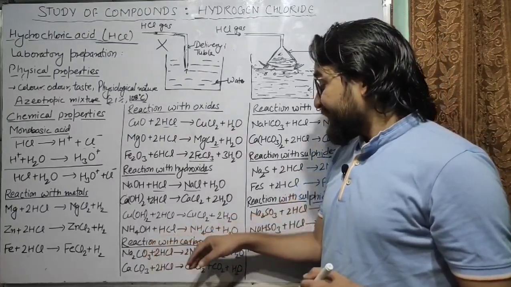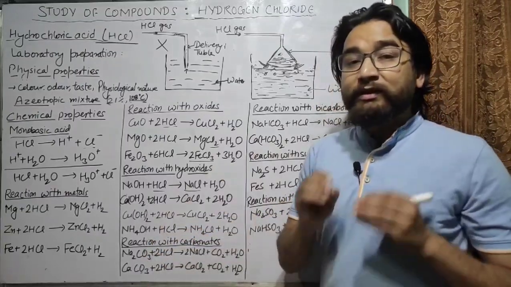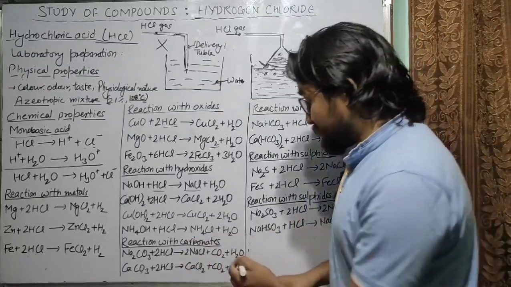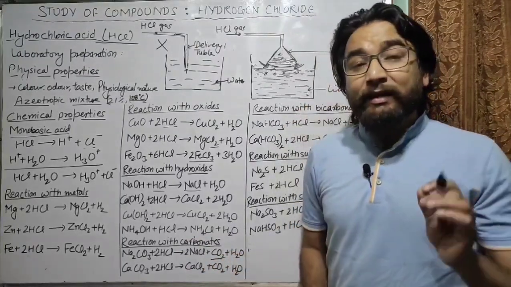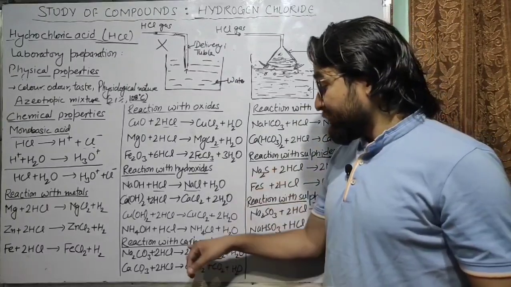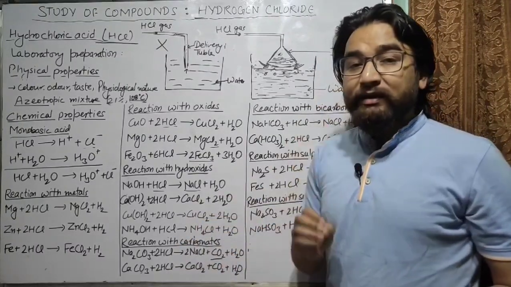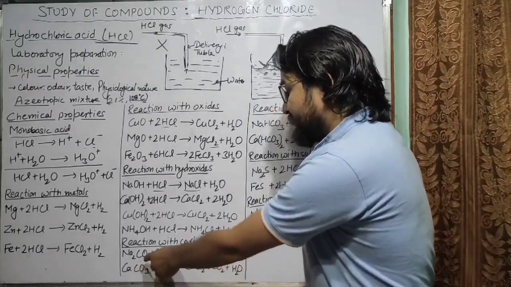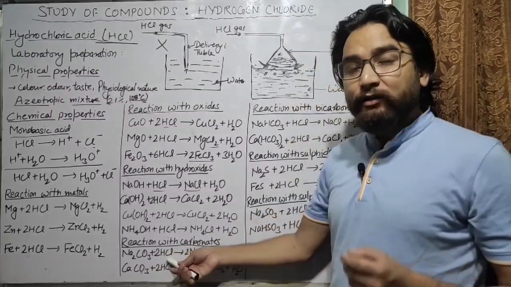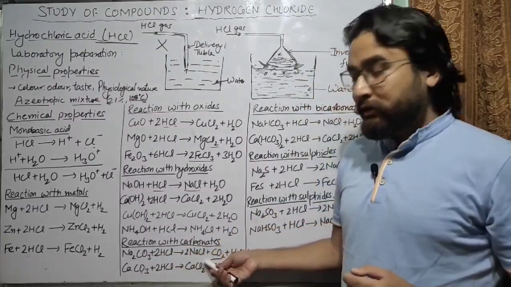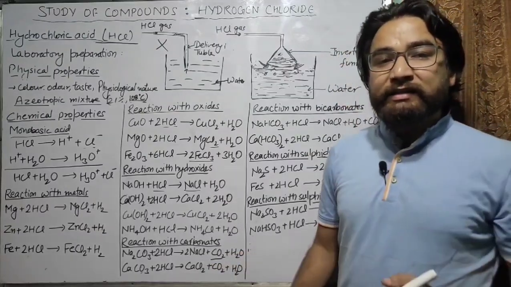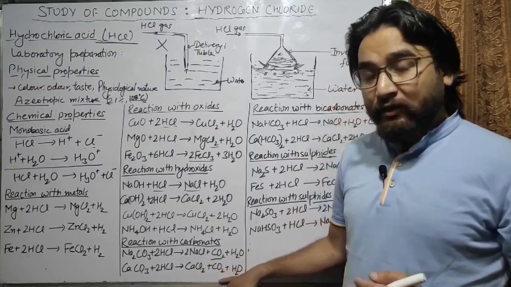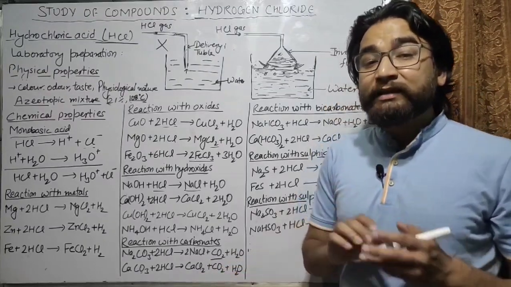Now if we talk about reaction with carbonates, with carbonates it will give the corresponding chlorides and liberate carbon dioxide gas. So this is the point to be remembered, that carbon dioxide gas is evolved when HCl reacts with metal carbonates or bicarbonates. So you can see an example, Na2CO3, that is sodium carbonate, will react with hydrochloric acid and form sodium chloride, carbon dioxide and water. Similarly, calcium carbonate will also react with hydrochloric acid and form calcium chloride, carbon dioxide and water. So carbon dioxide is evolved.